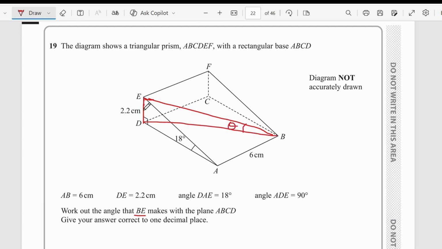Now BDE is a right angle triangle, but we don't have enough information to find this theta. We have only one side in this right angle triangle. We need to find another side, either BE or BD, so we'll see which side is easier to find. From the given information, side BD can be found easily but not directly, because to find this side BD we have to find one of the sides of the plane, that is AD.